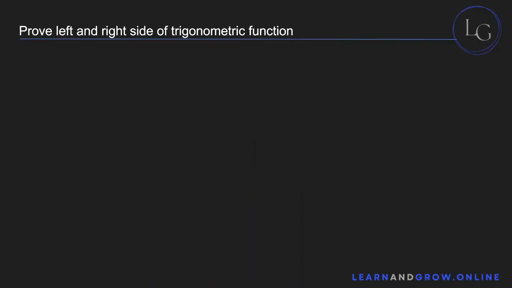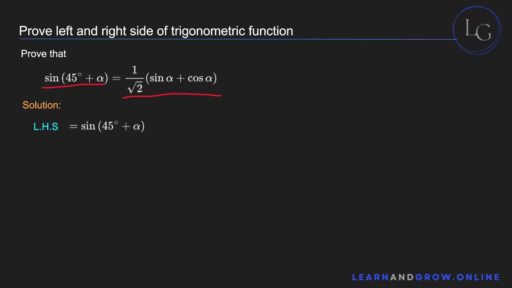Okay, let's prove the left and right hand side of the trigonometric function. We have to prove that this left hand side is equal to this right hand side by applying different trigonometric identities and properties. Now it's easier to just expand the trigonometric function instead of contract it. So let's take the left hand side.